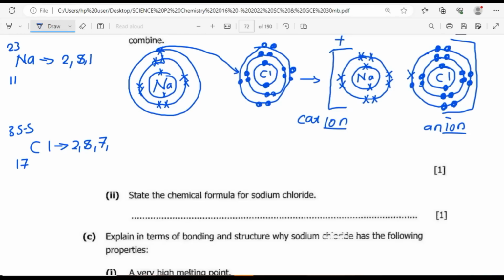Then state the chemical formula for sodium chloride. So sodium has a valence of 1 from group 1. Chlorine has a valence of 1. So these would be 1-to-1.